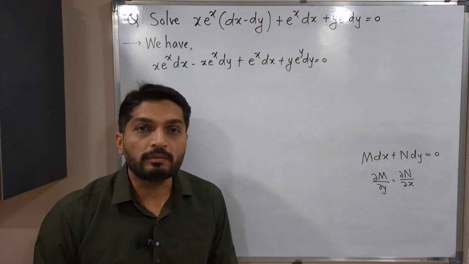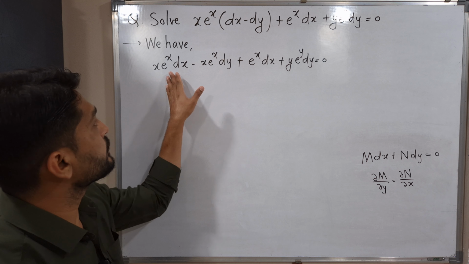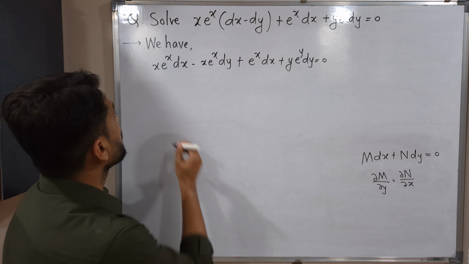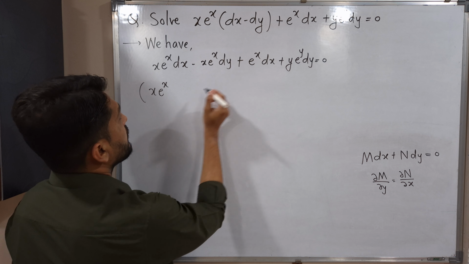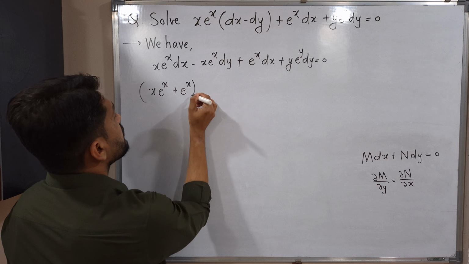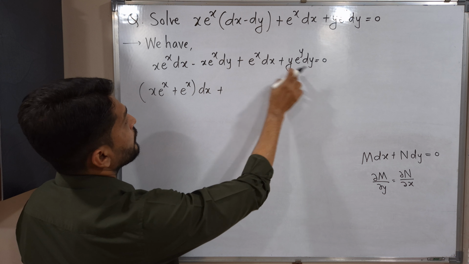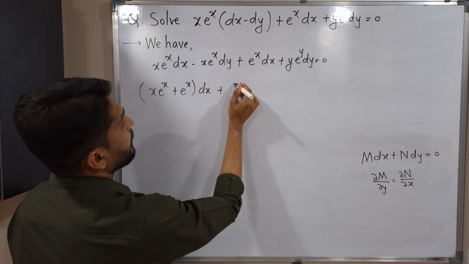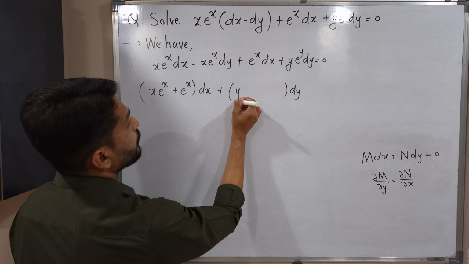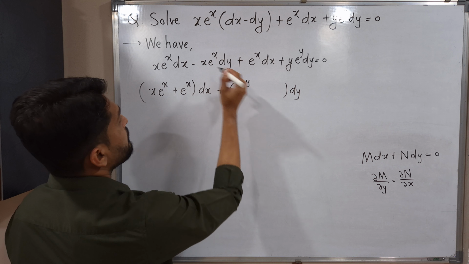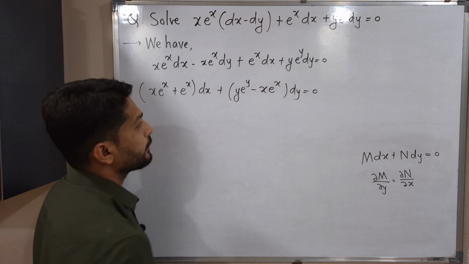So now what will I do? I will collect the terms of dx. You can easily see there are two terms of dx, this one and this one. Okay, so I will take dx common. If you take dx common, you will have x e raised to x plus e raised to x, dx outside, and we have two terms of dy, right? So let us take dy common. So if you take dy common, okay, so I'm writing this term first, y e raised to y, it has a minus sign, minus x e raised to x dy, and this is equal to 0.